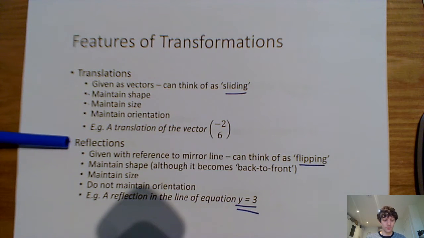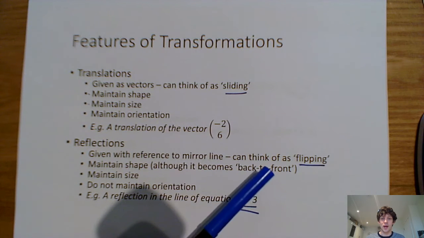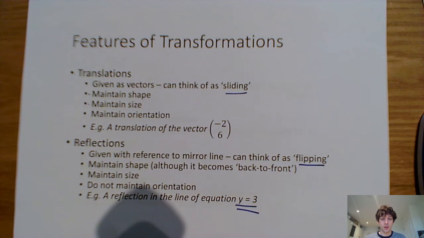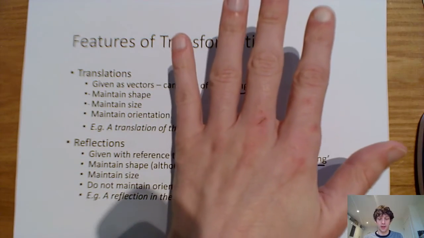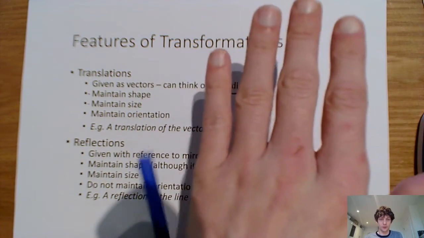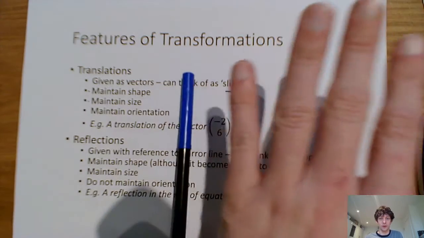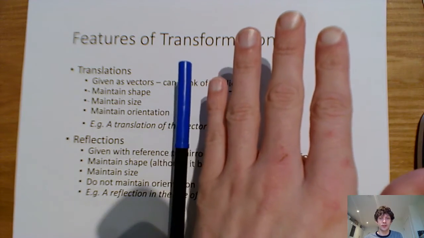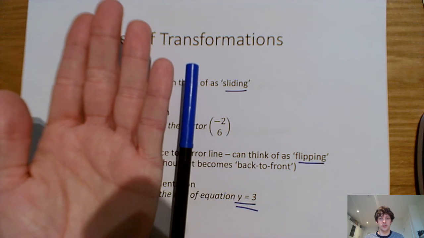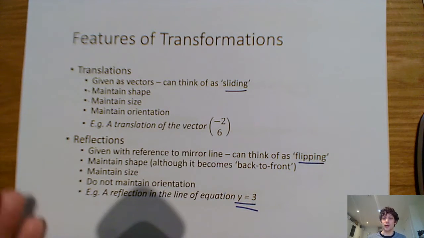And we already looked at reflections, and I said when we do a reflection, we can think of it as flipping the shape. So for instance, if my hand gets reflected across the middle of this piece of paper, it flips, it goes back to front. So my thumb has started off on the right hand side. When it's reflected, it ends up on the left hand side. Okay, so it's back to front, but my hand stayed the same shape, it stayed the same size.